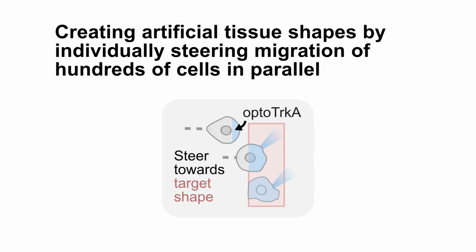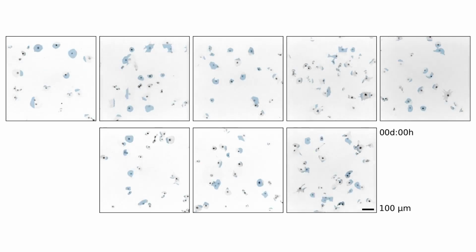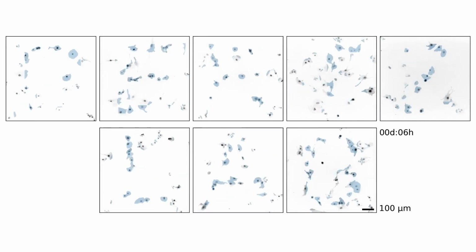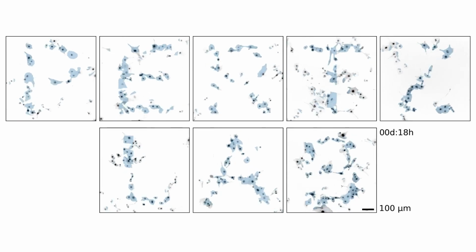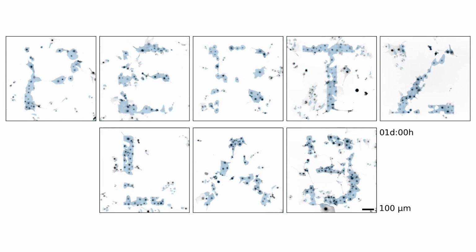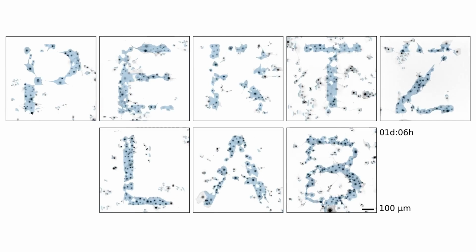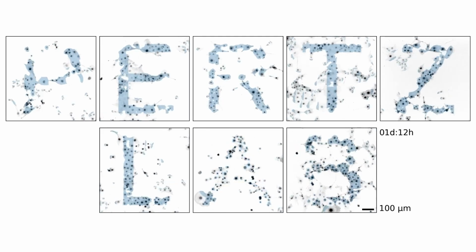This approach scales to hundreds of cells in parallel, allowing us to guide and arrange cells into user-defined shapes, like a dynamic tissue printer. In this experiment, we use an optogenetic TRKA actuator. Running 24 fields of view in parallel for 2 days, FARO guided NIH-3T3 fibroblasts into user-defined letter shapes.